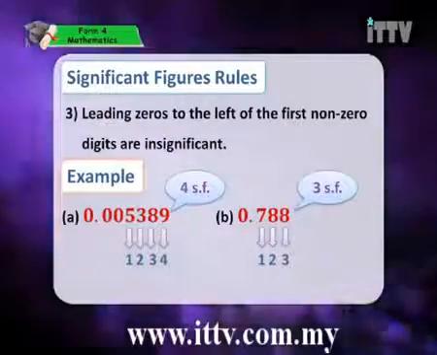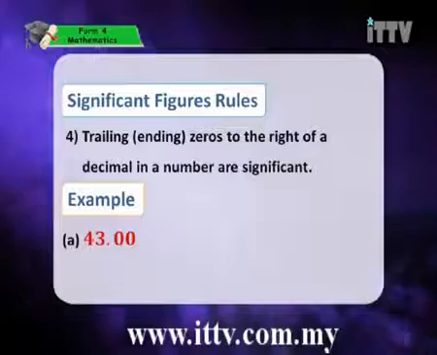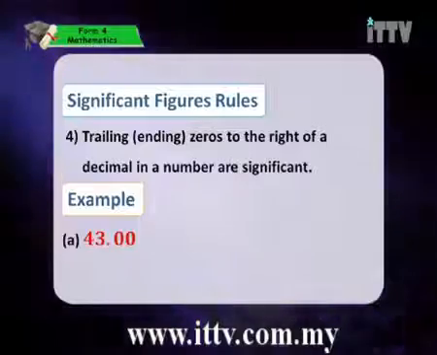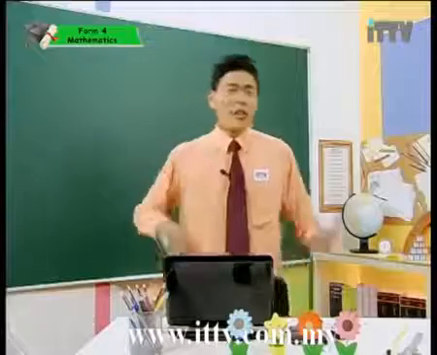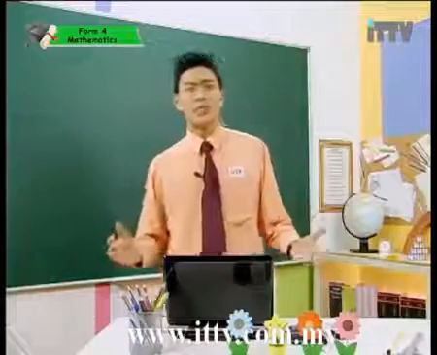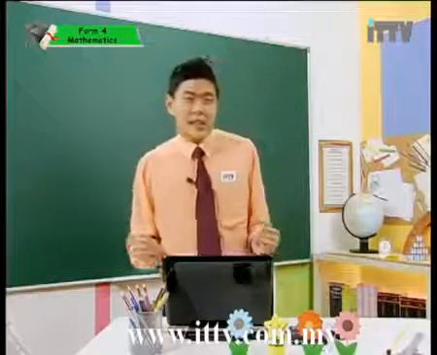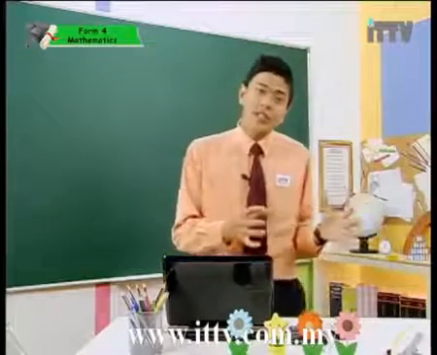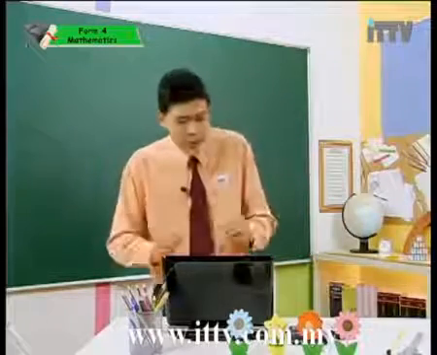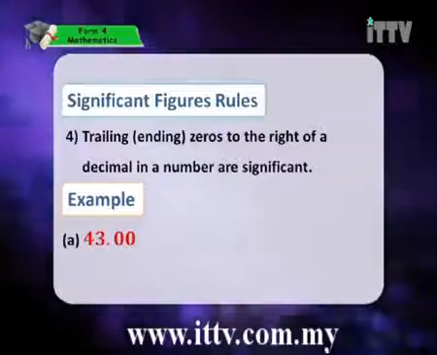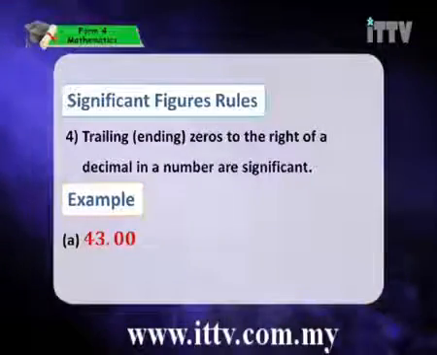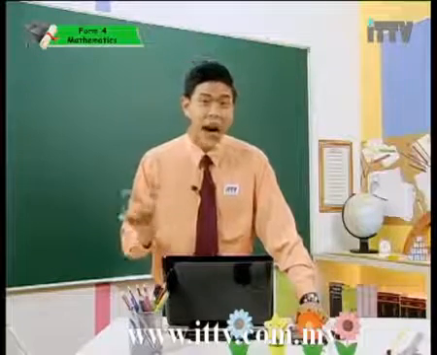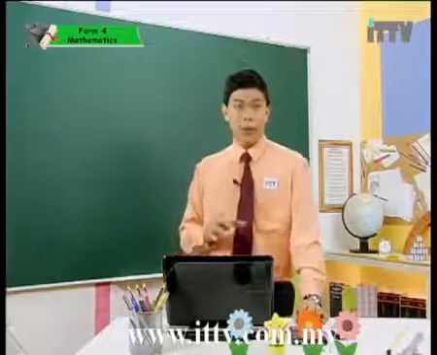Alright, let's move on to rule 4. Trailing or ending zeros to the right of a decimal in a number are significant. Alright guys, as I told you earlier, the difference between the rules are just the zeros. So now instead of leading zeros, we have trailing zeros. If leading zeros are before a number, trailing zeros are after a number. But look carefully. In a decimal, if there are zeros after the point, all those zeros are significant, meaning they are considered part of the significant figures of that whole number.